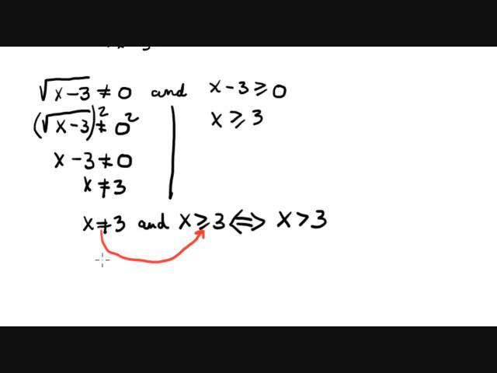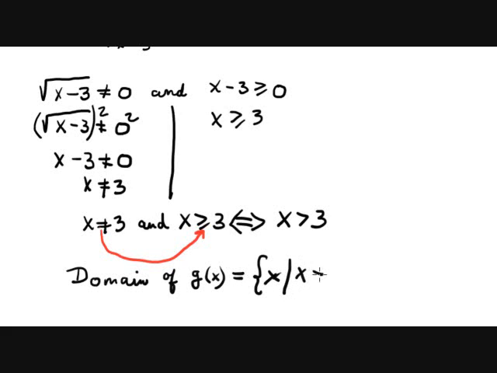Okay, so now the final answer. The domain of our function g of x is x such that x is greater than 3, which is equivalent to writing (3, infinity) in interval notation. And this is in the handout, option A.